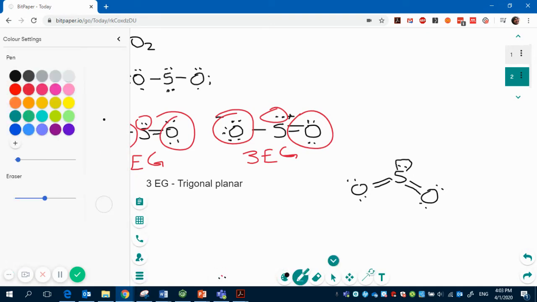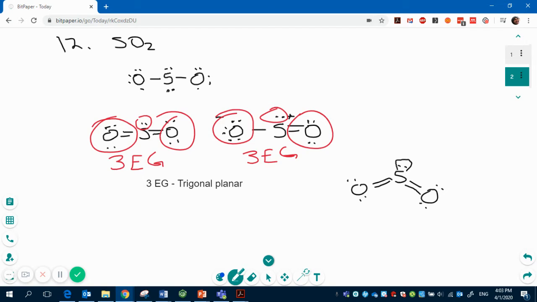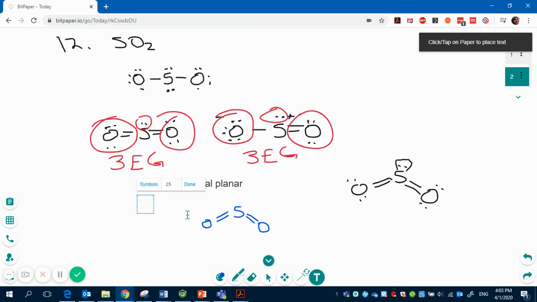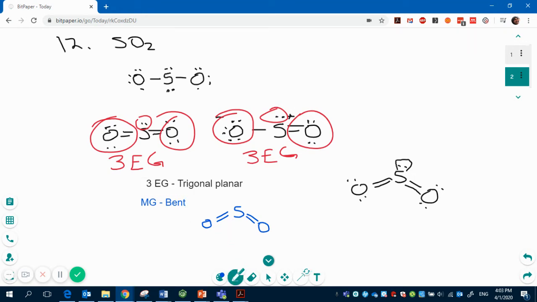And then if we wanted to draw the shape, so it's going to be the molecular geometry. And again, in the case of the molecular geometry, we don't need to show any lone pairs. I often show lone pairs on central atoms because it reminds me why I chose that shape, but it's not required. So the molecular geometry in this case is bent. And the bond angle here is going to be less than 120.